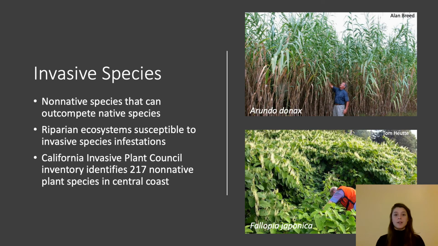Our next parameter, invasive species, are a large threat to riparian ecosystems because they can outcompete native species and, once established, create monocultures. According to the California Invasive Species Council, there are approximately 217 invasive species in the Central Coast region of California that are found specifically in riparian ecosystems. That means that there is a high risk of invasive species cover in Santa Clara County riparian ecosystems.